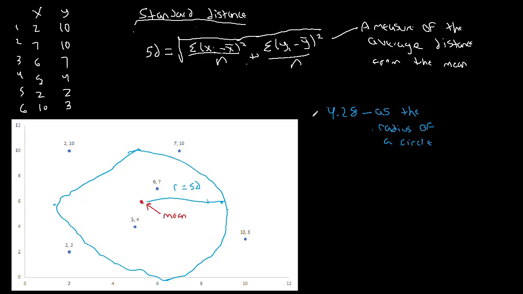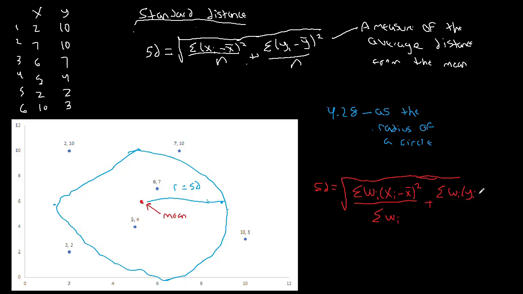And so what we can do here is just take this equation for standard distance. Let's do it in red. Our new standard distance equation to incorporate weights is going to look much the same. We're going to have a square root, just like before, and we're going to summate, just like before. But what we're going to sum here is the weight sub i times x sub i minus x bar squared. And we're going to divide that, instead of by n, by the sum of the weights. Then we add to that the same thing for the y's: the weight times y sub i minus y bar quantity squared over the summation of the weights.